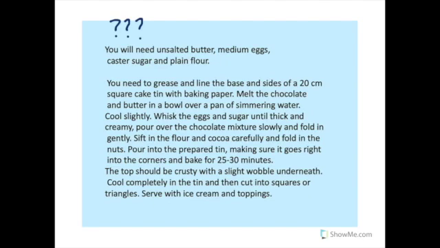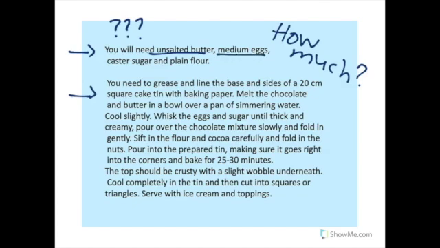Second, there's no subheadings. So I don't know which section is which. So I'd have to read to figure that out. So I've worked out that that is the ingredients and that is the method. But if you look at my ingredients, I don't know how much of each ingredient I need. All it says is that I need unsalted butter, medium eggs, caster sugar, and plain flour. If they don't tell me how much I need, I might put too much or too little, and then my dish is not going to taste very good. So that's not very helpful, is it?